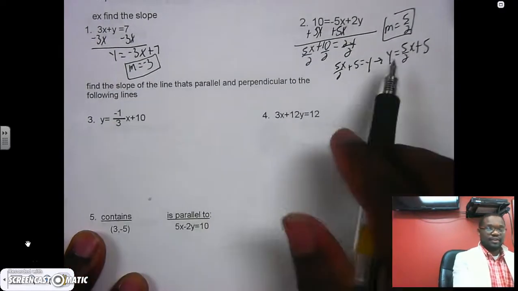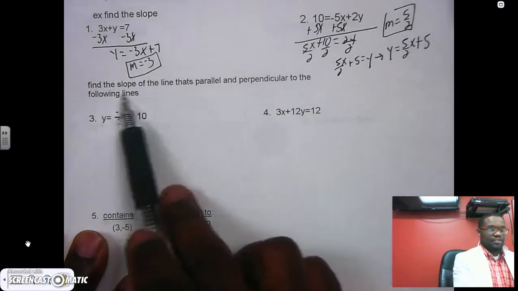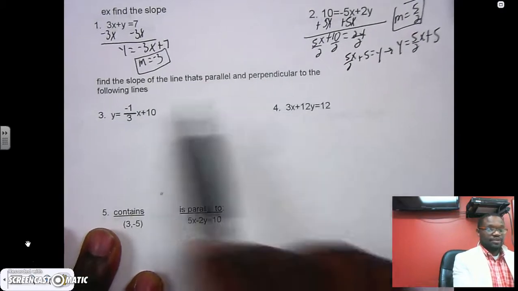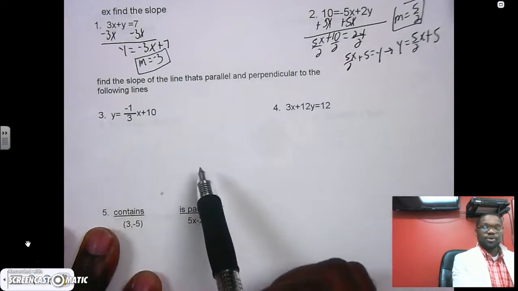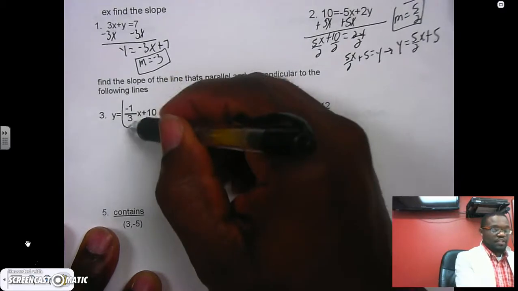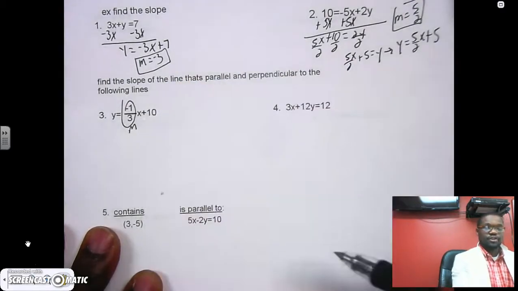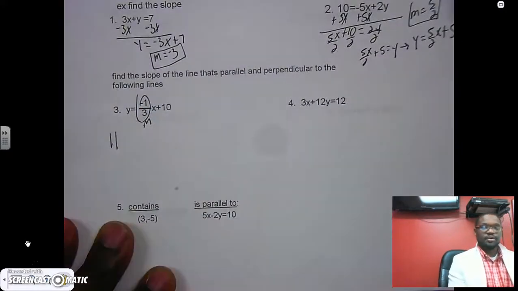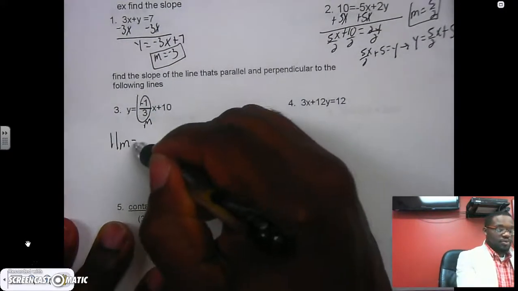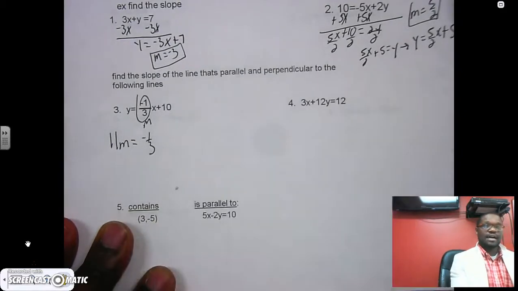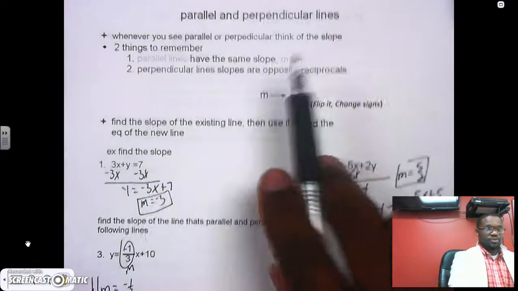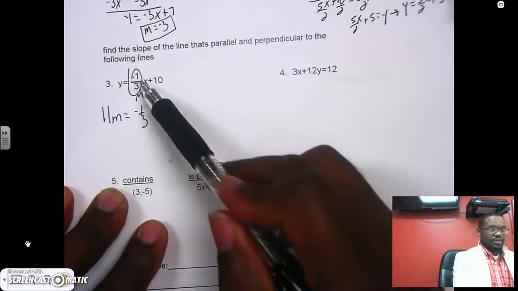That's old, and now here's a new idea. Find the slope of the line that's parallel and perpendicular to the following lines. Okay, so this equation right here is already in the form where it can tell me that the slope of this line is -1/3. So this right here is the universal symbol for parallel. The parallel slope is -1/3. Why? Because parallel lines have the same slope. So if these 2 lines are parallel, they got to have the same slope.